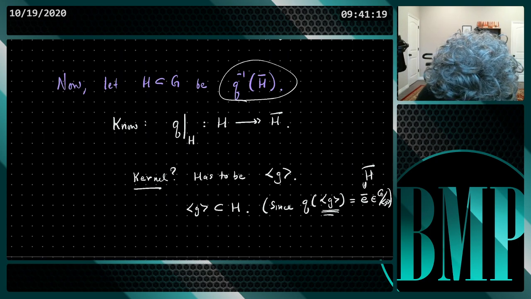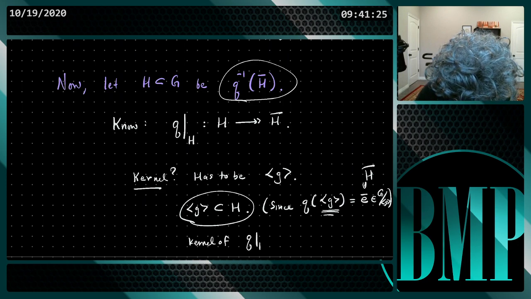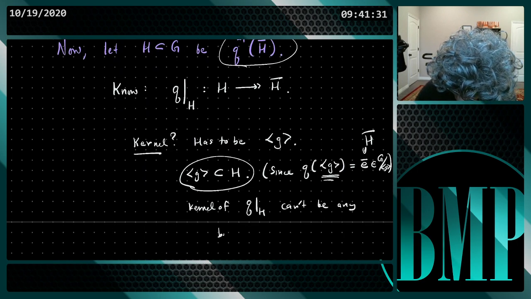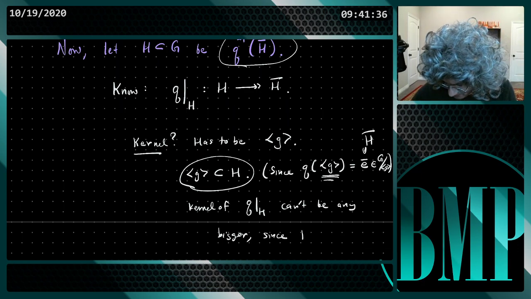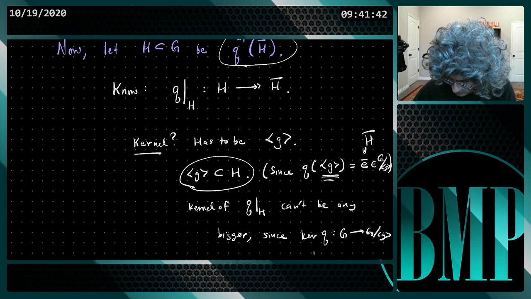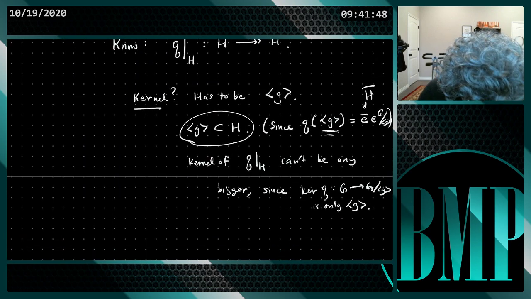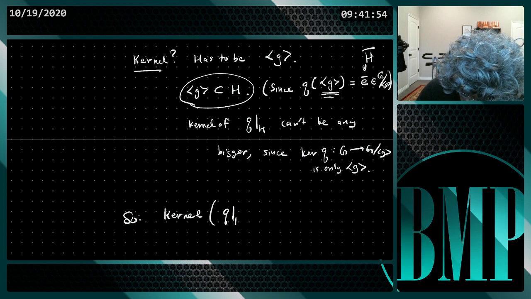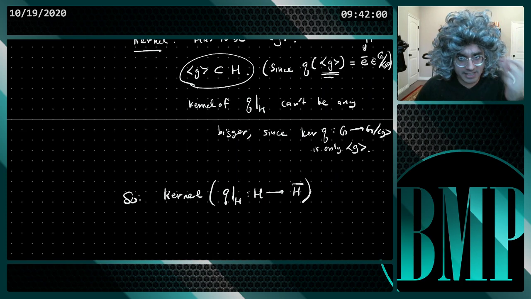And so this is true, and the kernel can't be any bigger, since the kernel of Q is G. All right? So the kernel of this homomorphism is simply the cyclic group G.